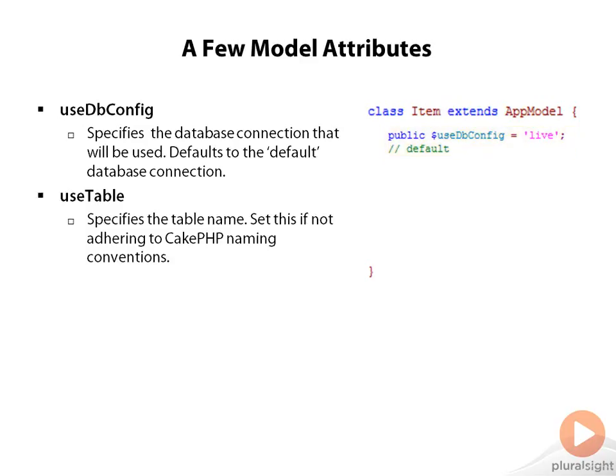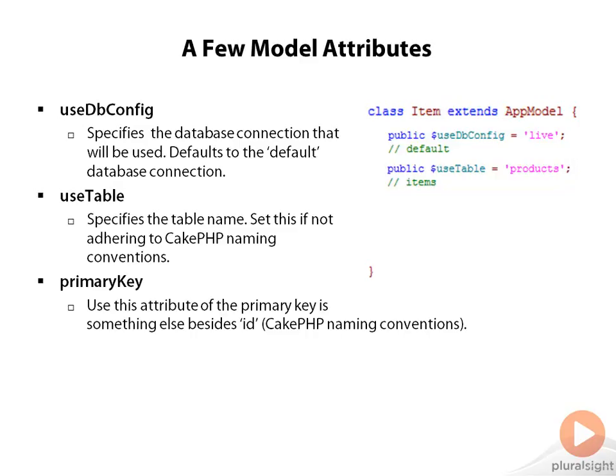The next model attribute is useTable. This specifies the table name that the model will be using. This is an important attribute if you're not using the CakePHP naming conventions. In order to set this attribute, I would say public $useTable and then equal to the table name. So in this example, I would have an items table by default, but since my actual table name is products, I would set the useTable to products.